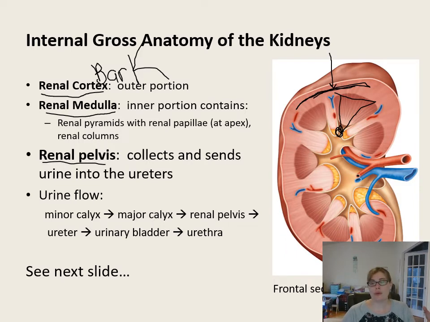So remember I taught you a while back that the apex of something isn't necessarily the top of it, it's the pointy part of it. And so with the heart, the apex is that pointy part at the bottom or at the inferior boundary. All right, and then the last thing is in between these pyramids, we have kind of a columnar shape. And so this is called a renal column.